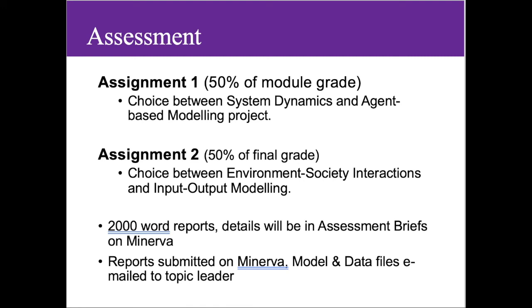So for the first assignment, you get to choose between doing a project on system dynamics or a project on agent-based modeling. And for the second, you get to choose between doing one on environment-society interactions or on input-output modeling. Both of them require you to write a 2,000-word report, and the details of what you're asked to do for them will be in assignment briefs that I'm going to put on Minerva closer to the time when we actually set these. The reports should be submitted on Minerva, so the usual way that we do in Leeds.